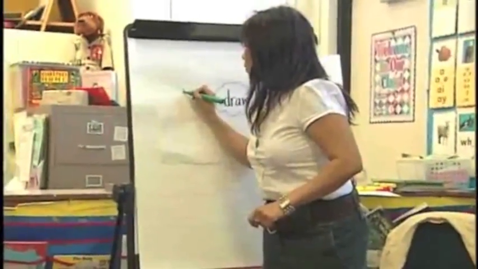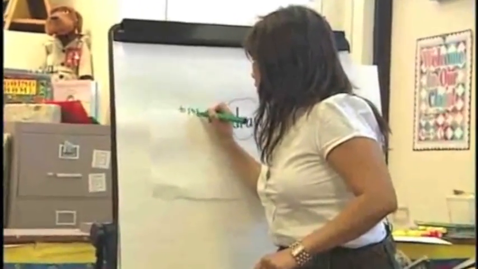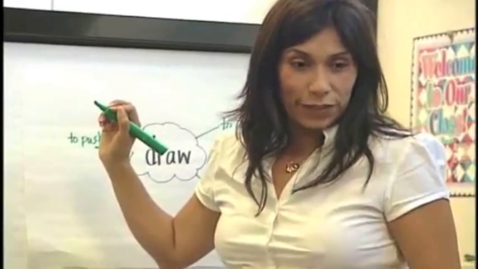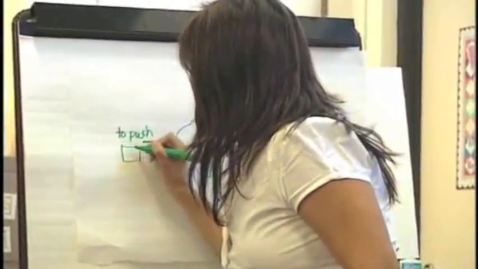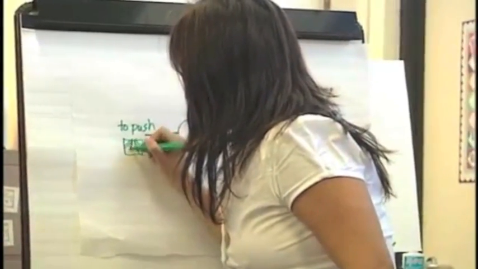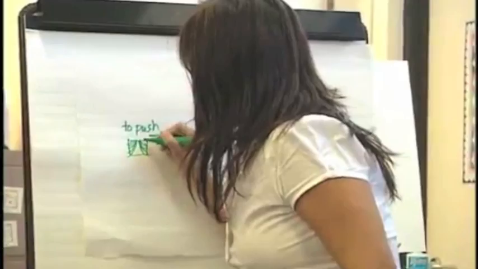So I'm going to put maybe to push. To push. Yeah, she does a lot of that. She gets words confused, doesn't she, Jacqueline? When she doesn't know what the meanings are. So I'll draw a window here, and I'll have the curtains drawn. They're opened. So that's another way we can use the word draw.